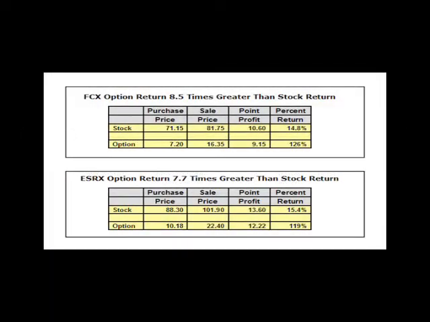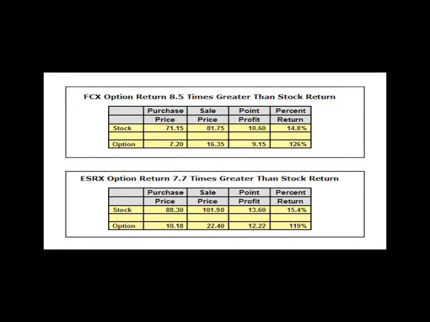This resulted in a $9,000 profit and a 126% return for the FCX calls and a $12,000 profit and a 119% return for the Express Script calls. Over the same time period, purchasing FCX stock would have produced a 14.8% return compared to the 126% return for the option. In this example, the option purchase provided 8.5 to 1 leverage compared to the stock purchase.